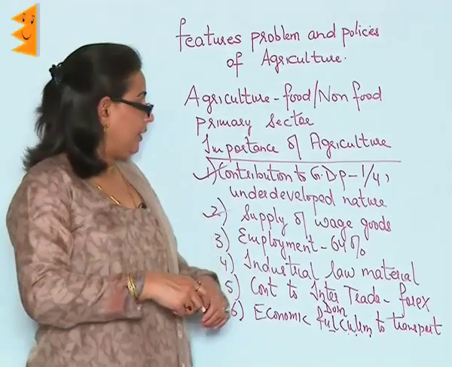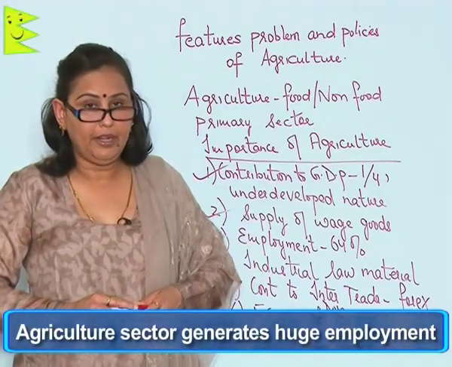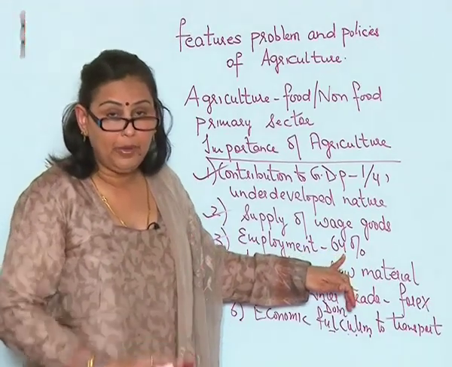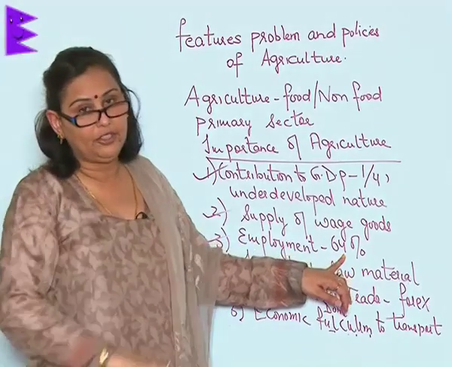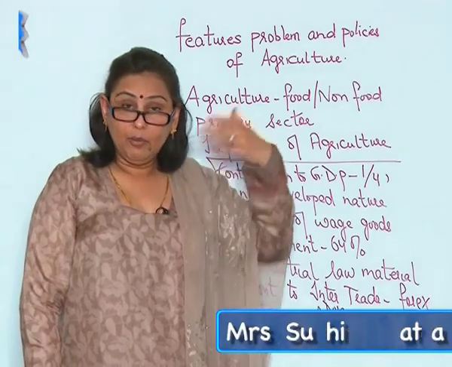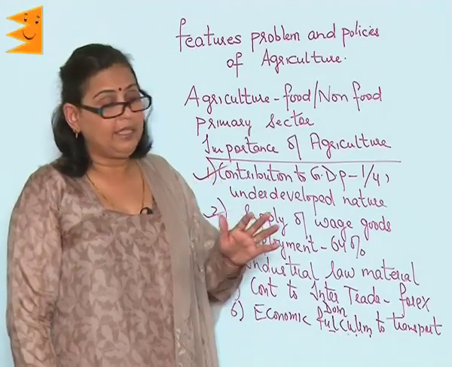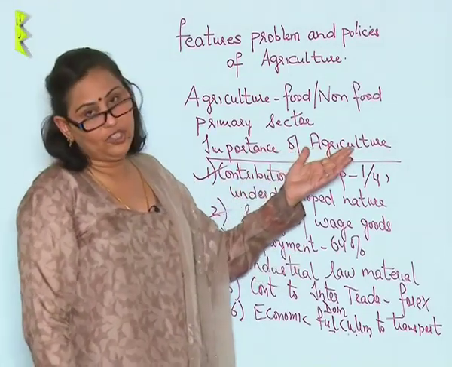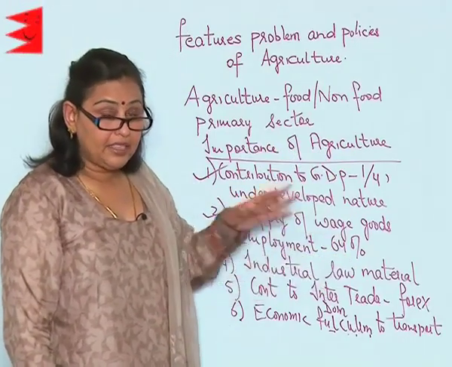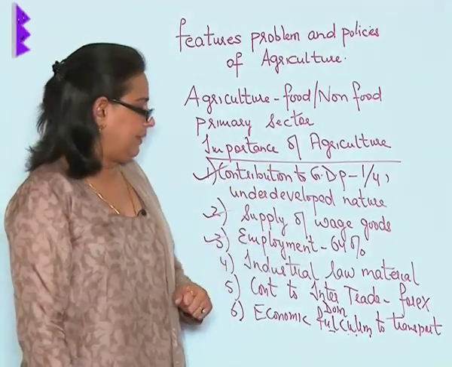The third feature is that this sector generates huge employment for the country. Almost 64% of the country's population is dependent on agriculture. This is what I am talking of as direct employment. But otherwise, if you go further deep into it, even indirect employments are related to the agricultural sector. But look at the fact and the figure: 64% of Indians are employed in the agricultural sector.